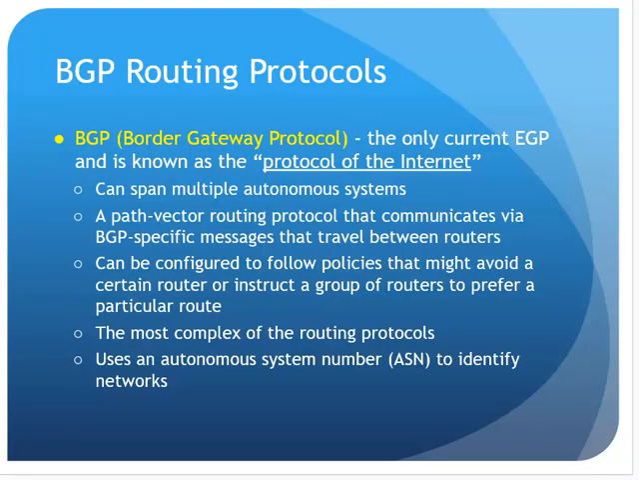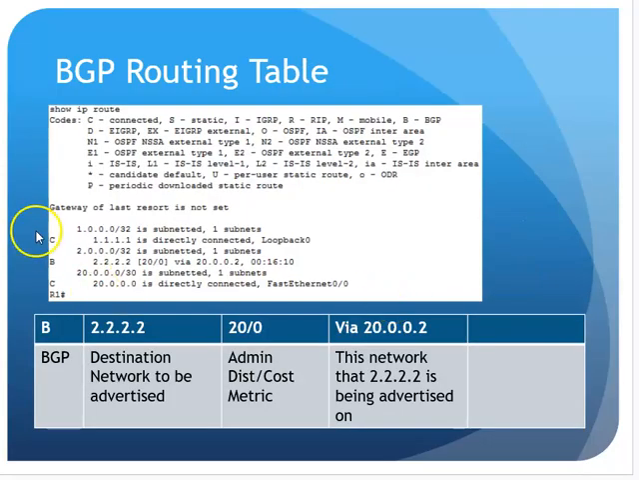Last but not least, BGP familiarity. We're not going to configure this one here. This would be, again, something that your service provider would potentially be running. It can span multiple autonomous systems. It's the most complex of the routing protocols; this is basically the protocol of the internet. It uses an autonomous system to identify different networks. So here we have some directly connecteds, and then here's a BGP route. This network, I'm going to go out via this IP to get to that network. So it's a little bit more complex to deal with. Just recognize what BGP is and what role it plays.